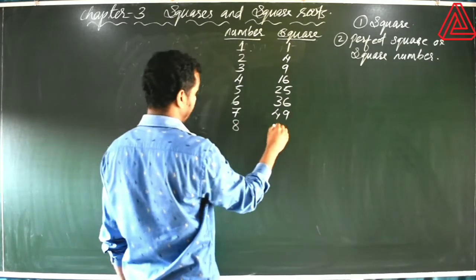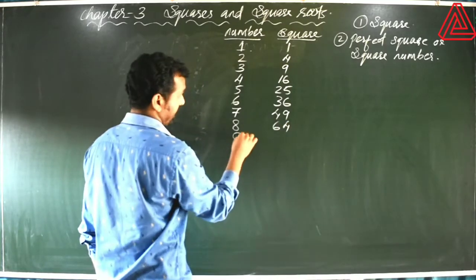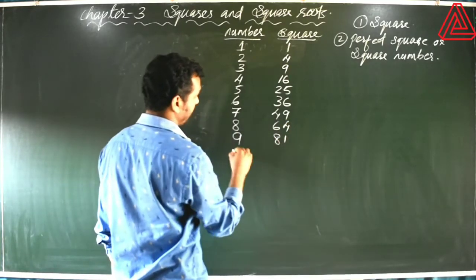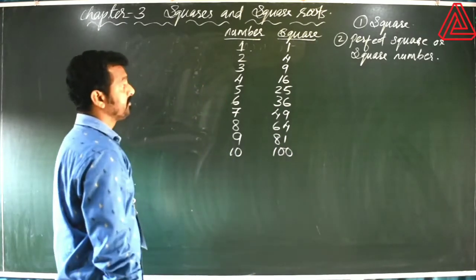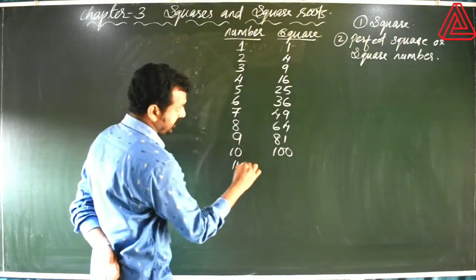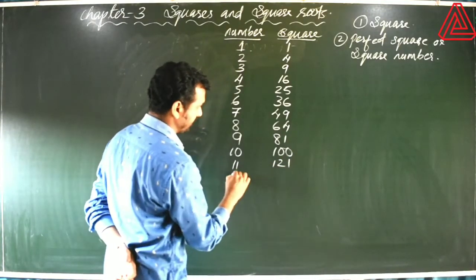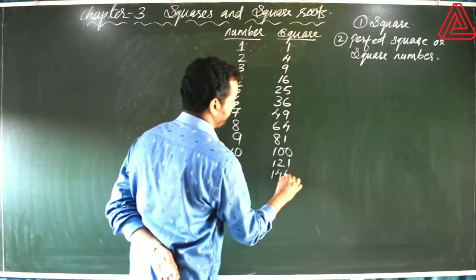8 eights are 64. 9 nines are 81. 10 into 10, 100. 10 tens are 100. Now 11. 11 into 11, 121. 12 into 12, 144.